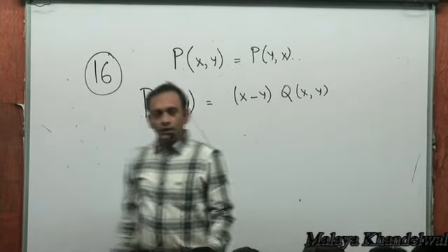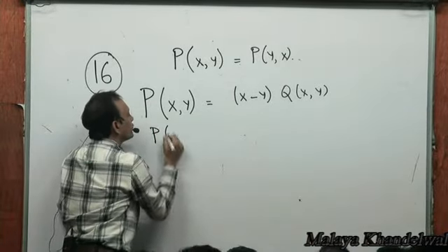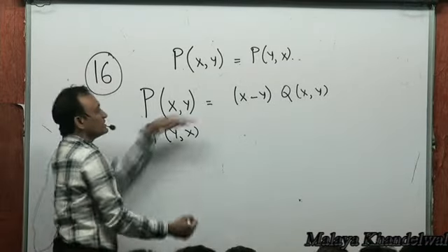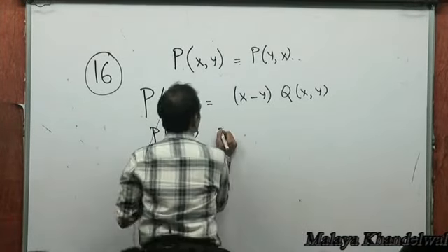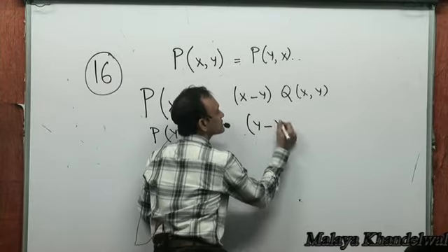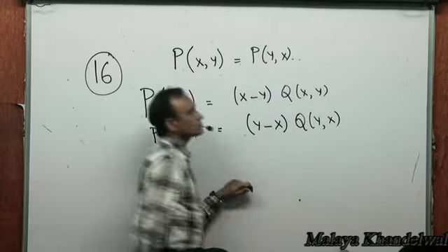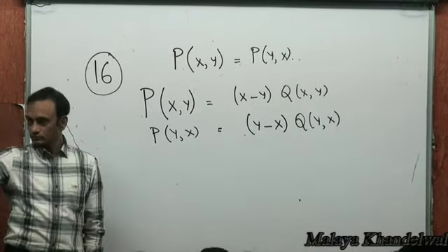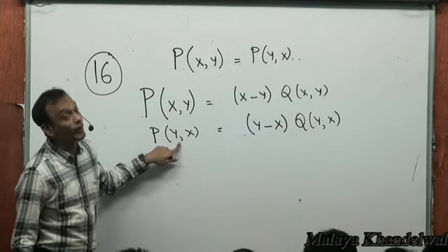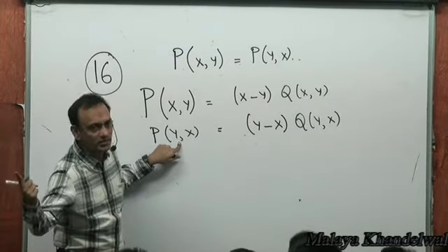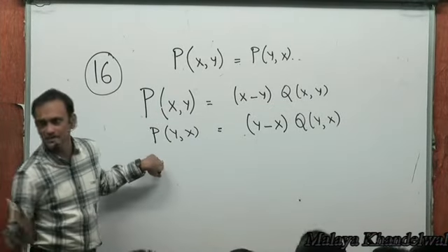Now, if P(x,y) is this, what would be P(y,x)? P(y,x) means in this replace x by y and y by x. So this is (y minus x) times q(y,x). Now P(x,y) is the same as P(y,x) because it's symmetric. It's given to be symmetric. That means this minus this will be 0.